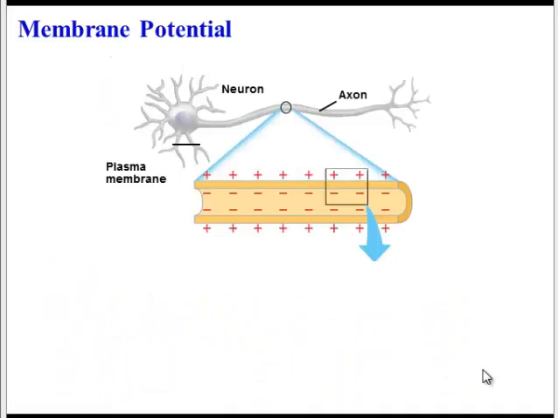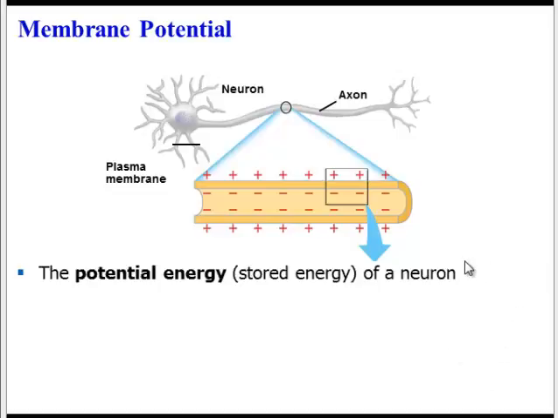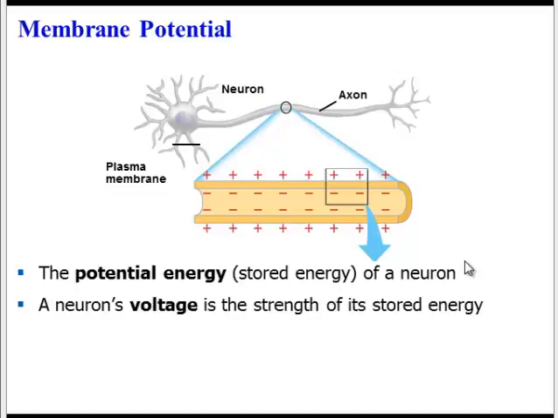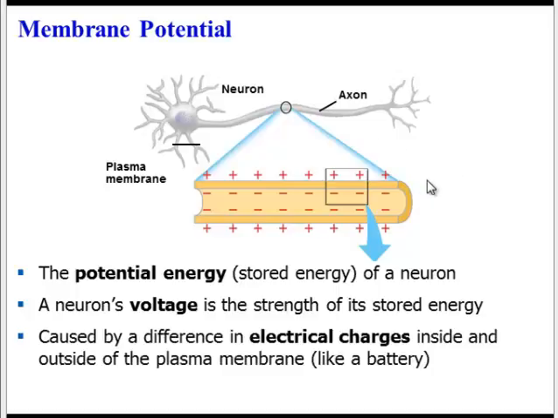To start, we need to be familiar with the concept of membrane potential. Membrane potential is simply the potential or stored energy of a neuron. And this stored energy can be measured in voltage. So if the amount of potential energy in a neuron increases, then the voltage increases as well. And this voltage is caused by a difference in electrical charges inside and outside of the plasma membrane.